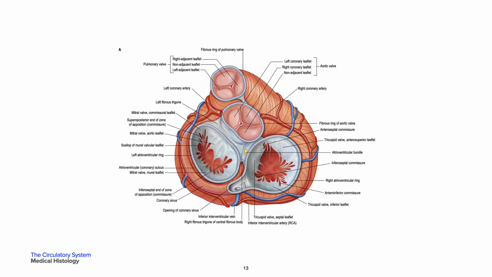The mitral valve has two leaflets, the anterior and posterior, supported by two papillary muscles, one at each commissure. Your tricuspid valve has three leaflets, the anterior, posterior, and septal, and they have three papillary muscles.